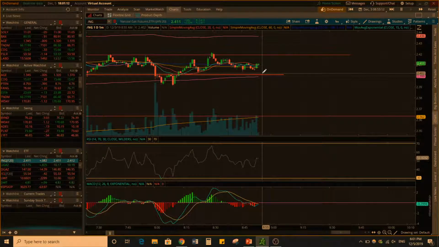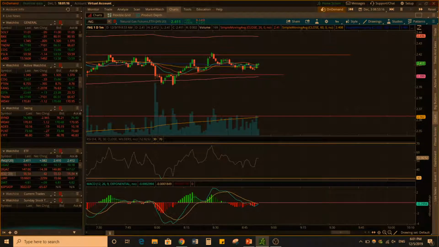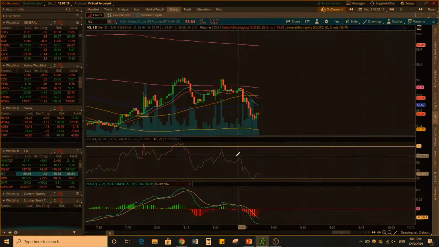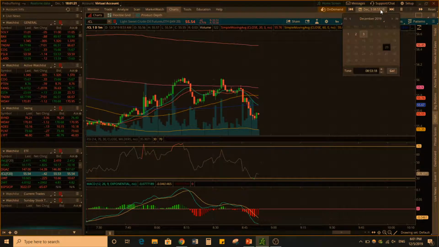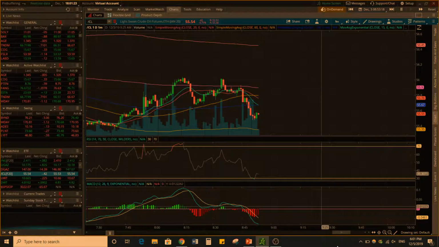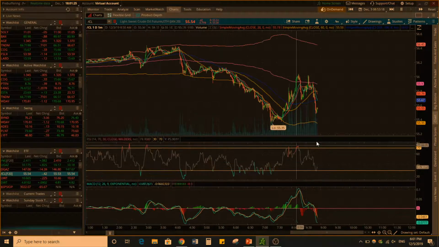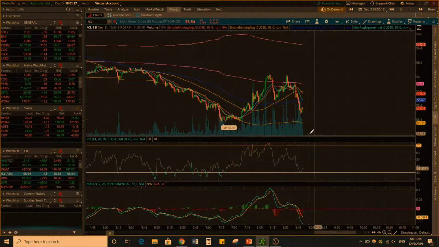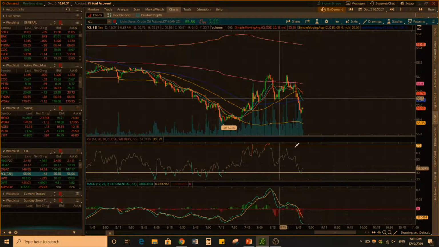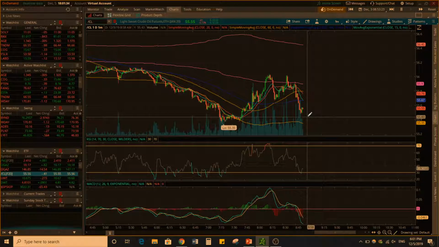NG is just not really moving that much today, and CL is the one that's moving too much, so I don't want to be in it. Hold on, let me check. Today's Tuesday? Okay, there's no reports coming out today. Let's see here. Okay, so it looks like it was trying to make its way back up there and could not make it.